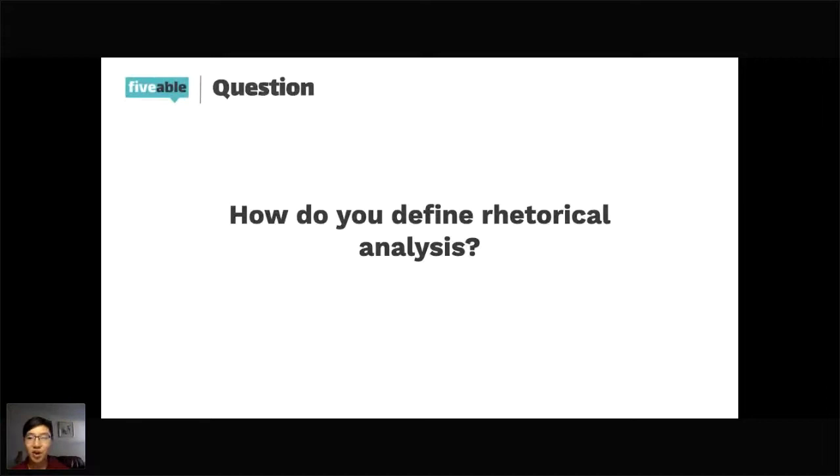Analyzing the choices a writer makes to achieve their purpose. That is a spot-on definition. Good job. I completely agree. You're basically looking at what the writer did in their essay rather than what they said, and you're trying to figure out how that achieves their purpose. That is a really, really good way of describing rhetorical analysis.